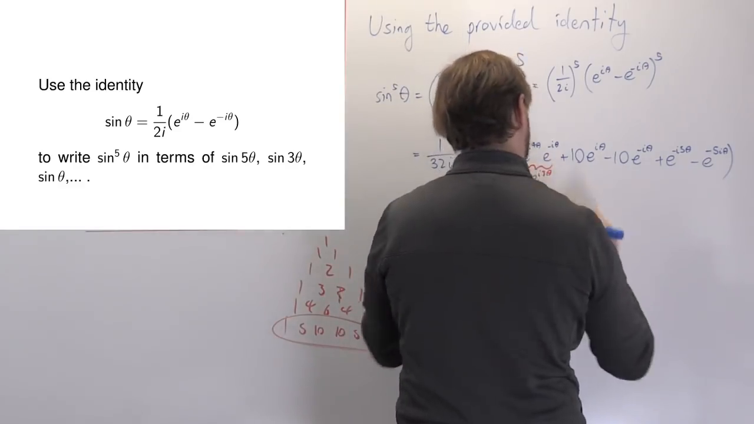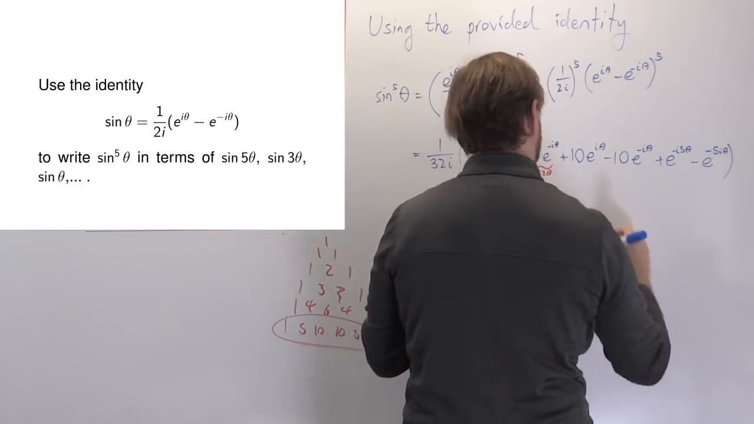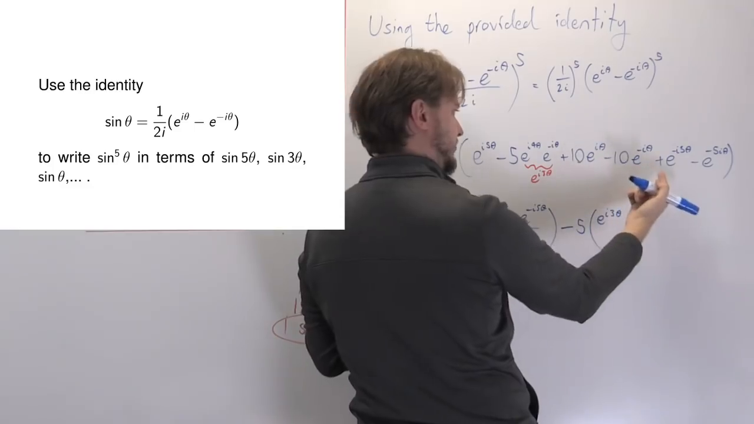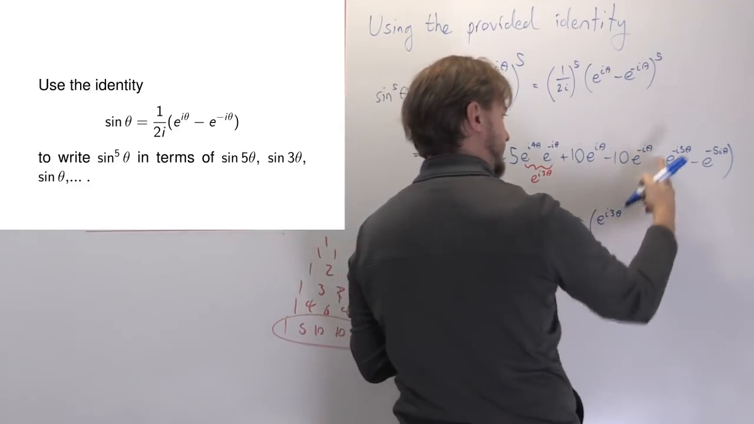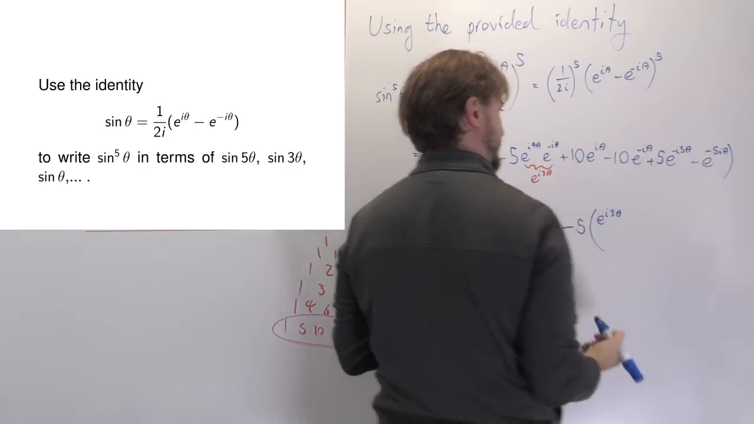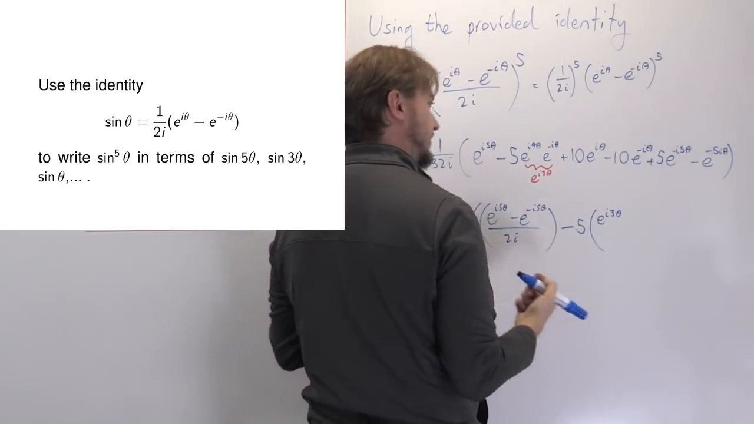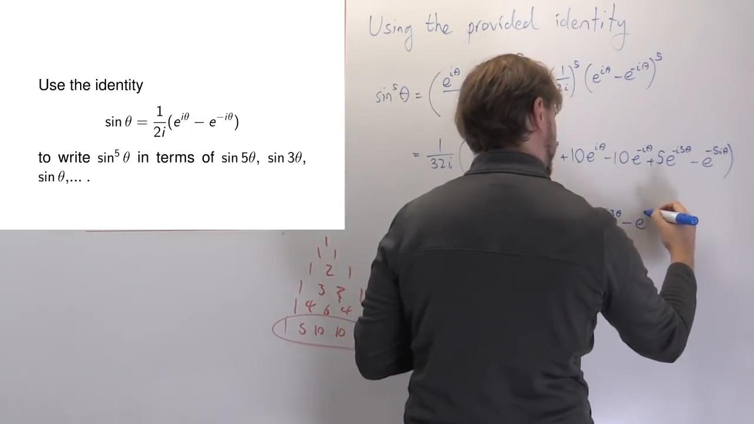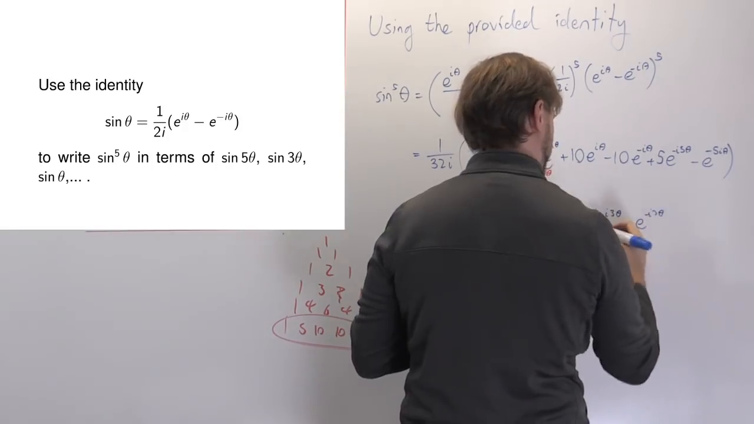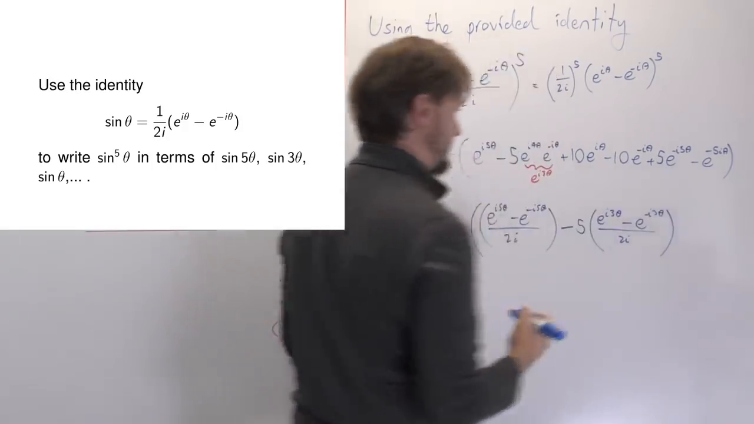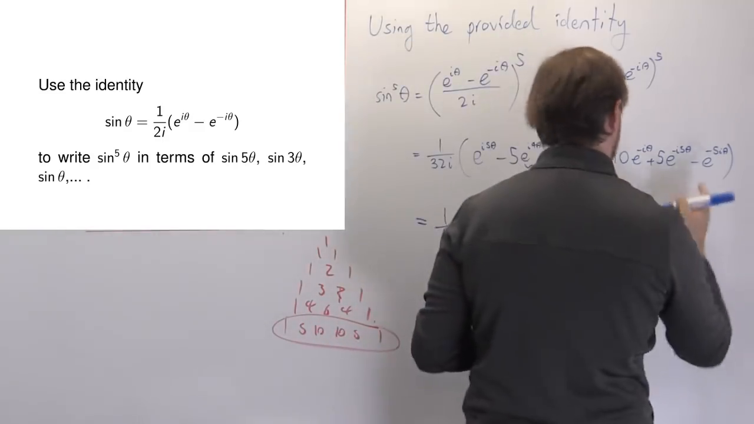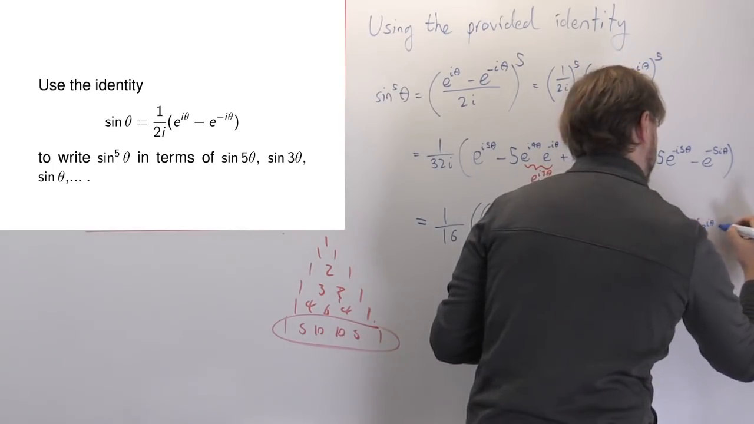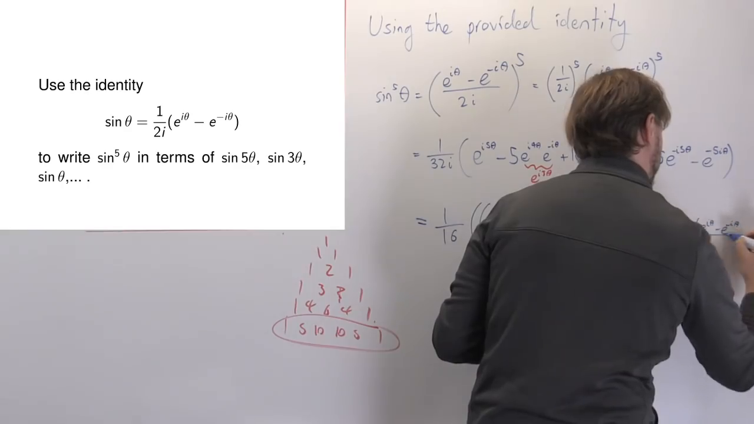We have, got to be careful here, minus 5 times e to the i 3 theta. I have forgotten a 5 here. So yeah, there's a 5 missing there, should be very careful. So to make that a plus 5, I need a minus e to the minus 3i theta over 2i. And the last term is these 10s, a plus 10 times e to the i theta minus e to the minus i theta over 2i.